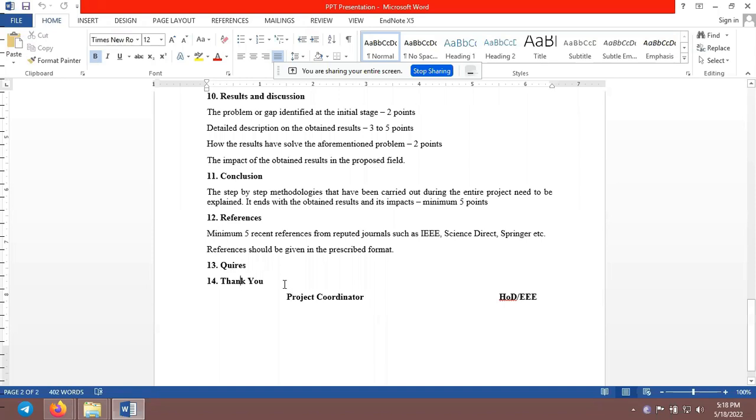Okay, so this is a common, very basic flow to make a PowerPoint presentation of your project work. All of you make a minimum of 15 to 20 slides according to the format given here, and you can submit them to me and I will make some corrections for you. Okay.